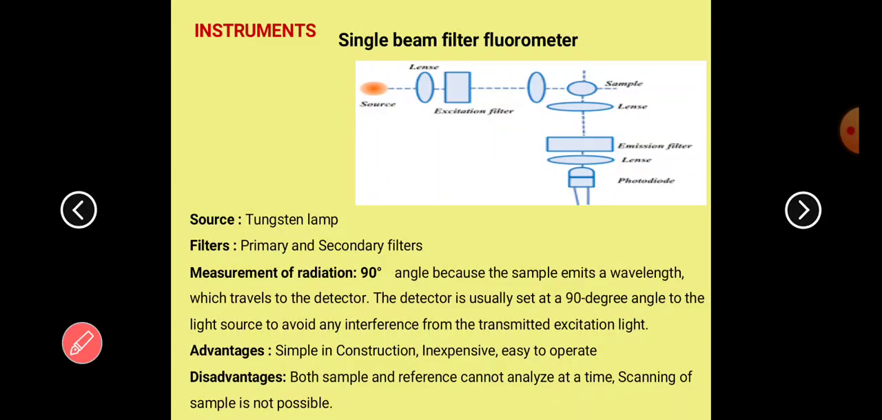Why? Because the sample emits a wavelength which travels to the detector. The detector is usually set at a 90 degree angle to the light source to avoid any interference from the transmitted excitation light. The advantages of this filter fluorimeter are that it is simple in construction, inexpensive and easy to operate. But the disadvantage is that both sample and reference cannot be analyzed at a time, and scanning of the sample is also not possible.